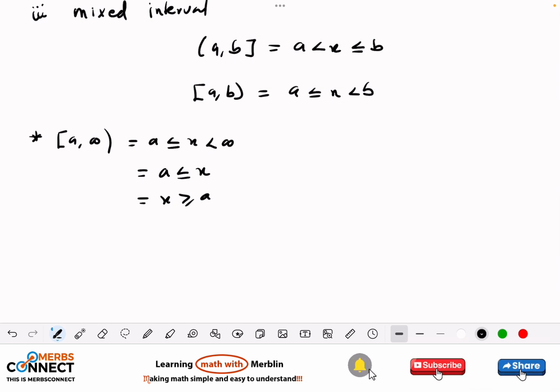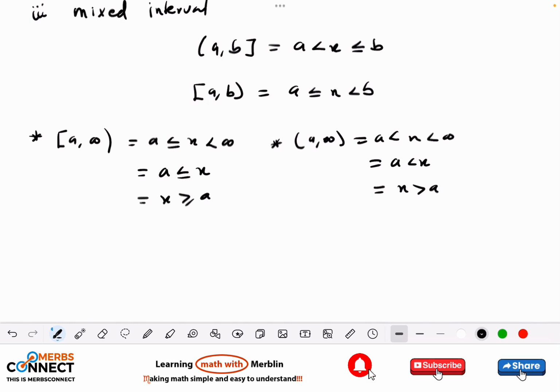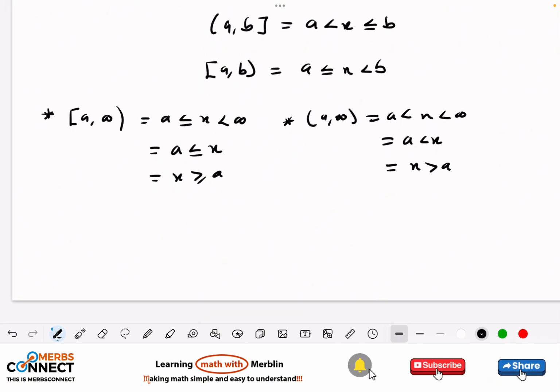Same thing. We can also talk about, since this one is closed, this one will be open. So this will be a less than x less than infinity, and this is the same as a less than x, and x greater than a. The same thing.